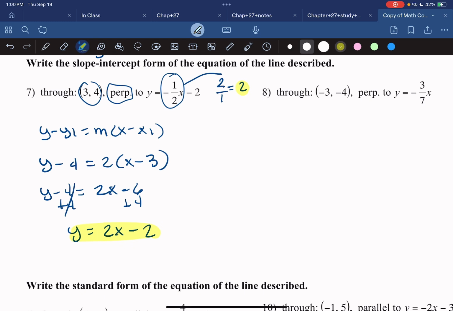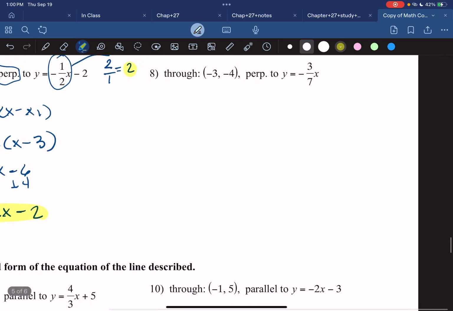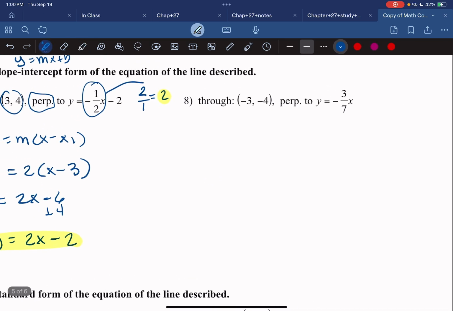That's our answer. Now on to number 8. We have to find slope-intercept form once again. And once again, it's perpendicular, which means that this slope is going to be flipped and its sign is going to be changed. So old slope, new slope, 7 over 3, positive 7 over 3. First, we write it in point slope for the billionth time.